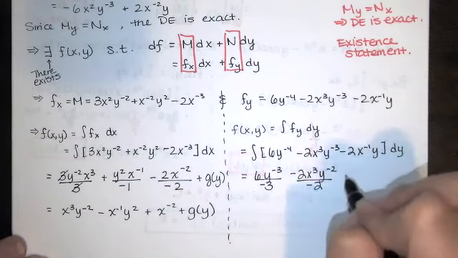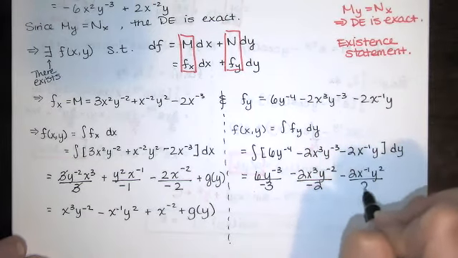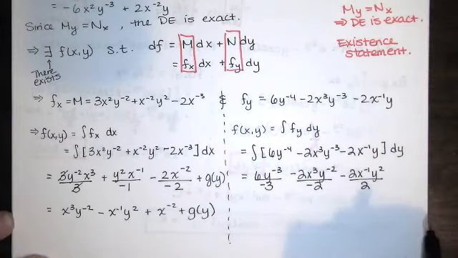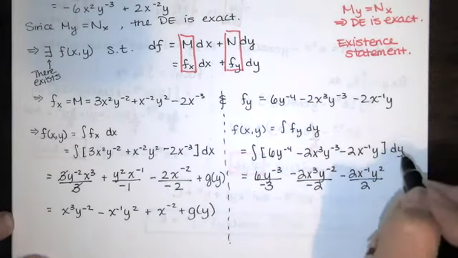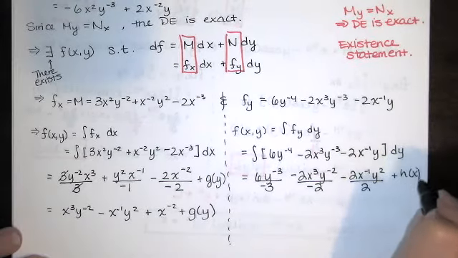Again, x is being treated as a constant. Bring the constant down, add 1 to the exponent, divide by the new exponent. And we don't want a plus c here. We want a function that's constant with respect to y, but not necessarily with respect to x. So we're going to call that h of x.